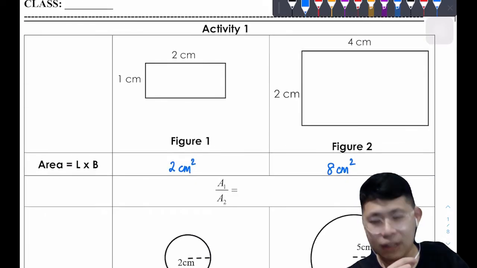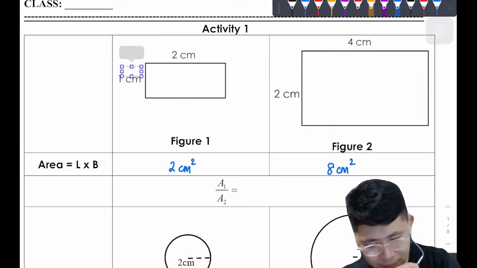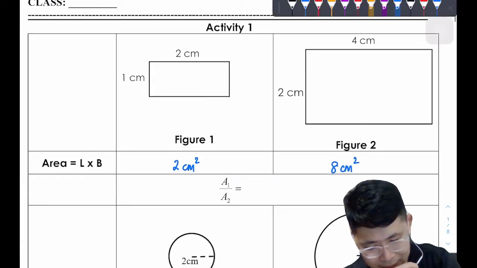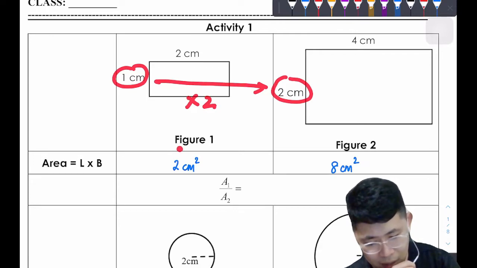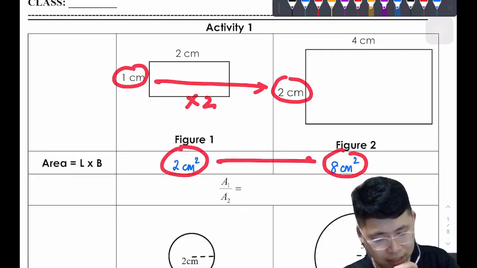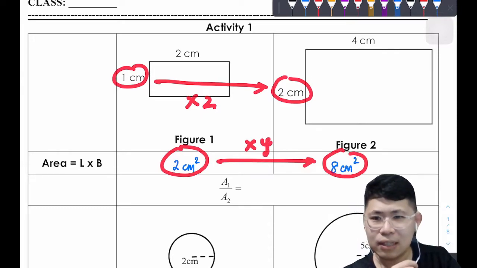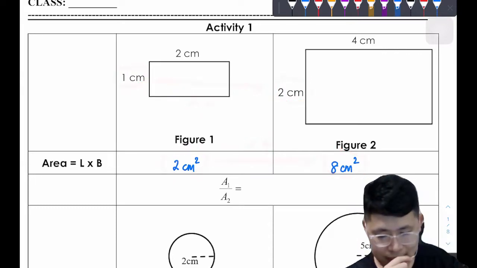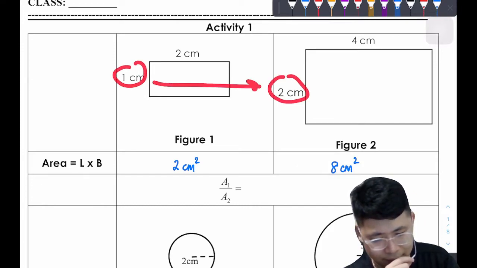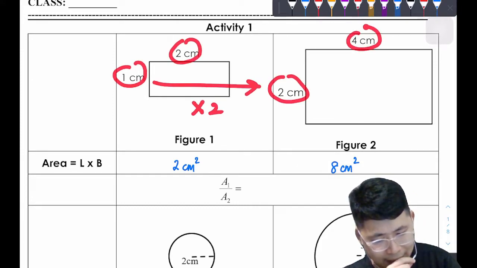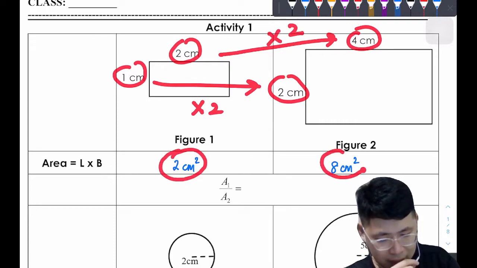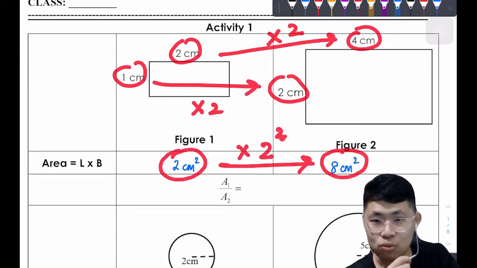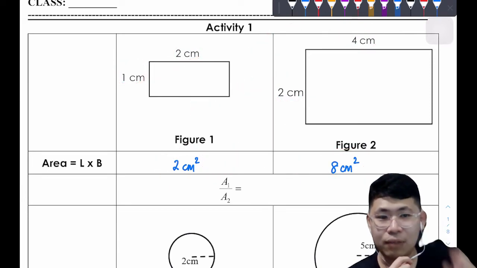If you notice, the ratio of the length is times 2. However, the area is actually times 4. So is it a double thing, or what's going on? As you can see, the breadth is times 2, and the length also needs to be times 2. So between the areas, we actually times 2 but squared. We times 2 squared, because each of the lengths needs to be times 2.